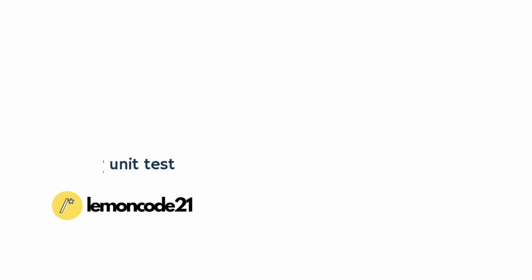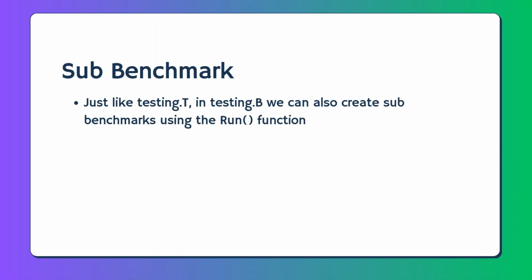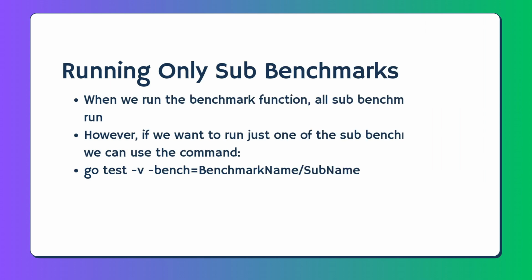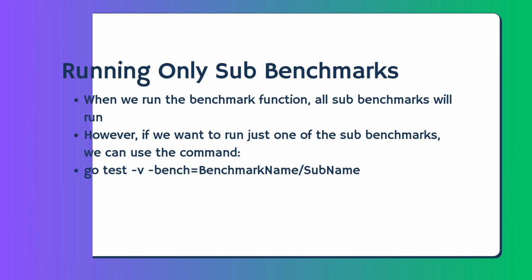Sub-benchmark. Just like testing.T, in testing.B we can also create sub-benchmarks using the Run function. When we run the benchmark function, all sub-benchmarks will run. However, if we want to run just one of the sub-benchmarks, we can use the command go test -v -bench=BenchmarkName/subname.